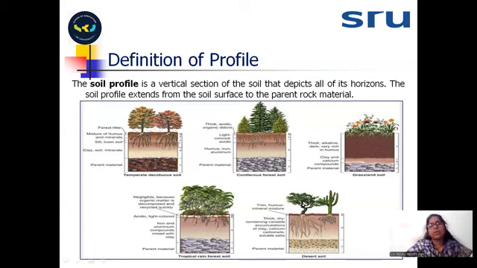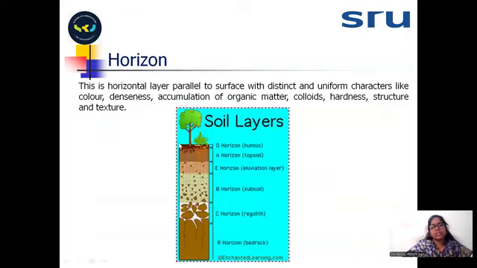Let us understand what is meant by horizons. Horizons are the horizontal layers which are parallel to the surface, and they have distinct and uniform characters. That means each horizon has similar characters on its own, and it varies from the layers or horizons lying above and below it. As you see in this image, each horizon has uniform color, density, organic matter accumulation, colloids, hardness, structure, and texture, and it varies from the horizons above and below it. All these are called horizons.